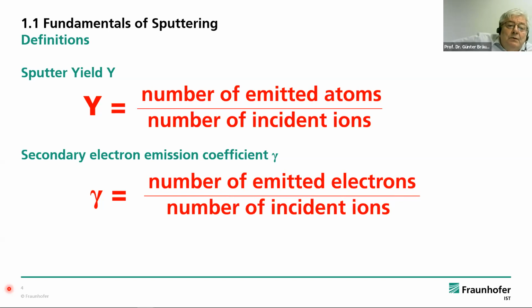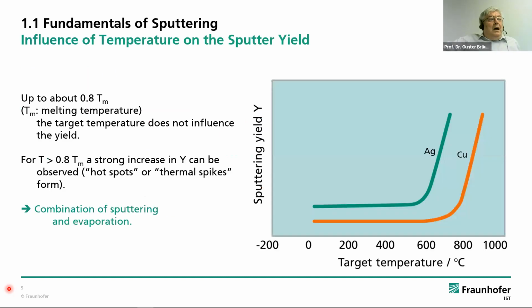Why are these numbers so important? Well, the first one defines the speed which we can achieve in depositing a thin film. And the second one is very important in order to keep the plasma in operation, because if a target delivers not enough secondary electrons, then not enough ions can be generated, and the plasma will just turn off. Next, please.